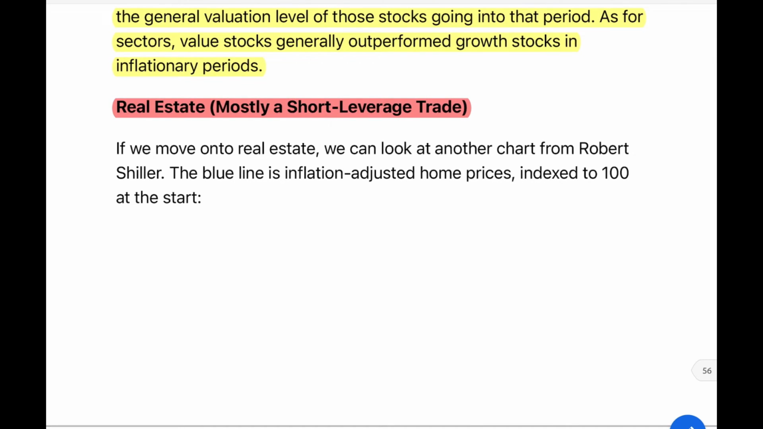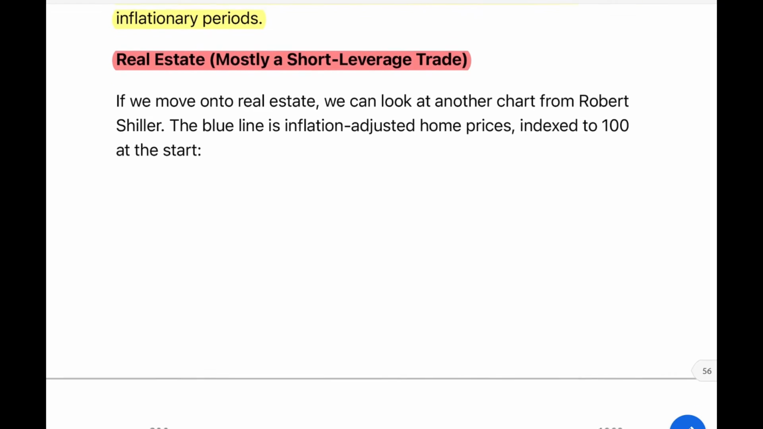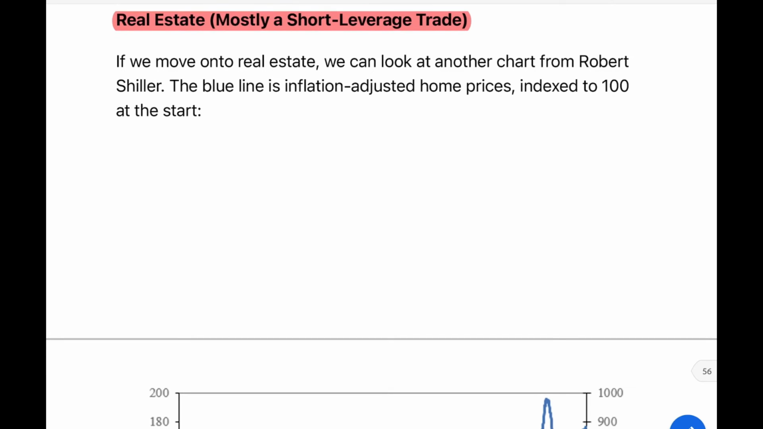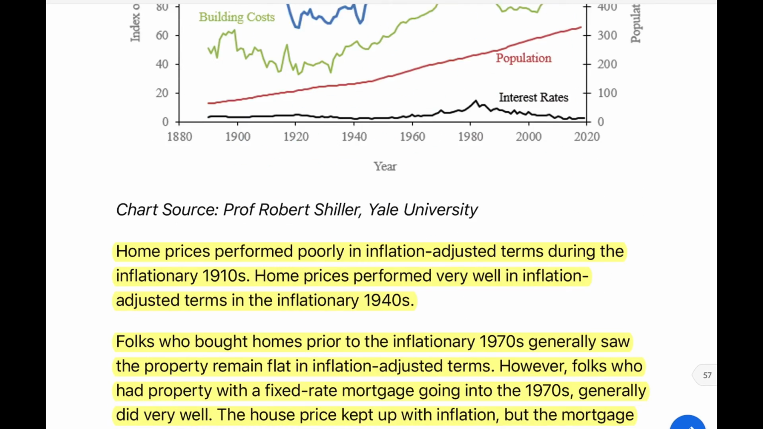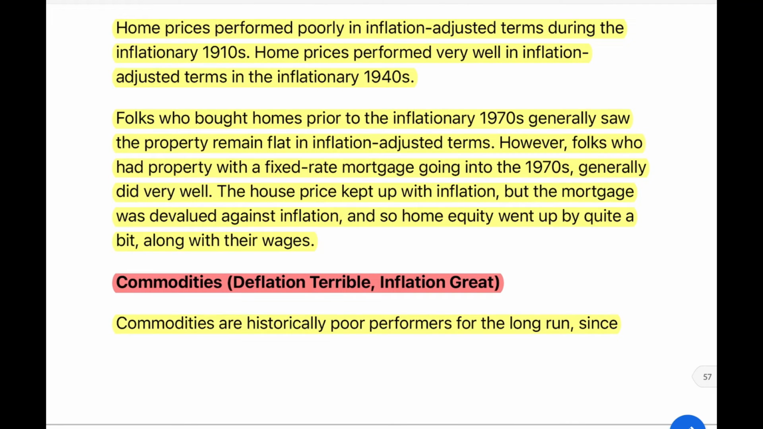As for sectors, value stocks generally outperformed growth stocks in inflationary periods. Real estate, mostly a short leverage trade. Home prices performed poorly in inflation adjusted terms during the inflationary 1910s. Home prices performed very well in inflation adjusted terms in the inflationary 1940s. Folks who bought homes prior to the inflationary 1970s generally saw the property remain flat in inflation adjusted terms.